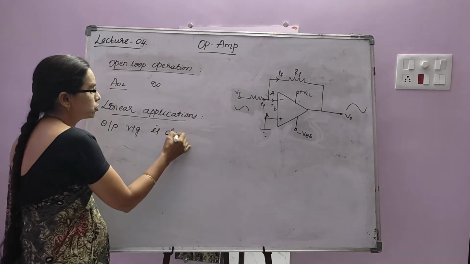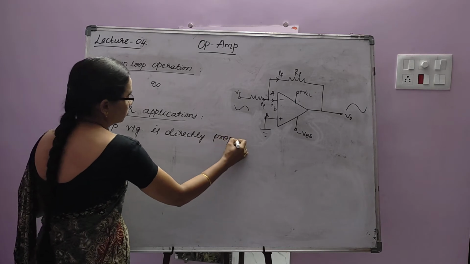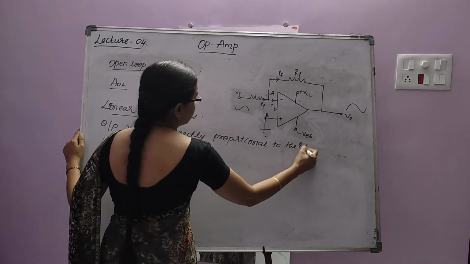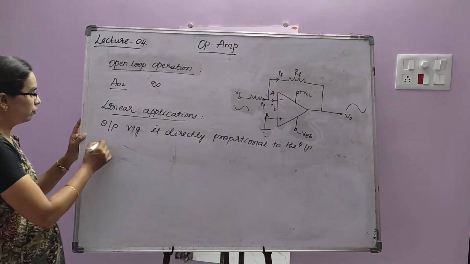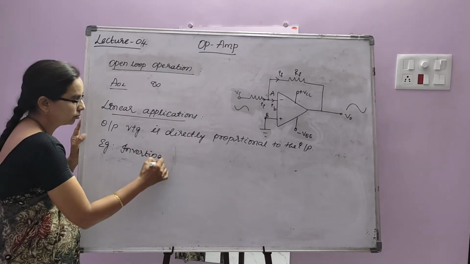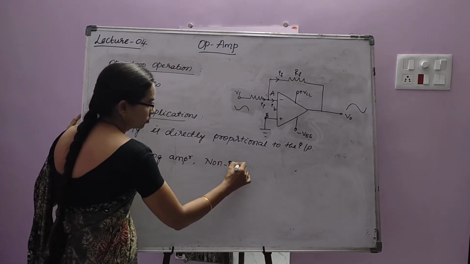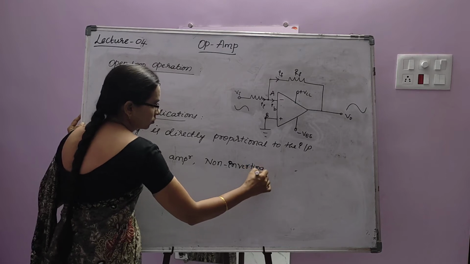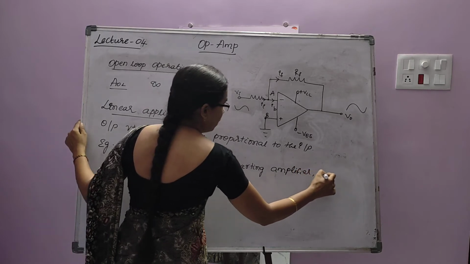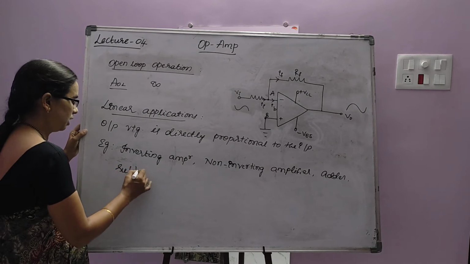In linear applications, the output voltage is directly proportional to the input voltage. For example, in linear applications, we are going to study the inverting amplifier, non-inverting amplifier, op-amp adder, subtractor, etc.